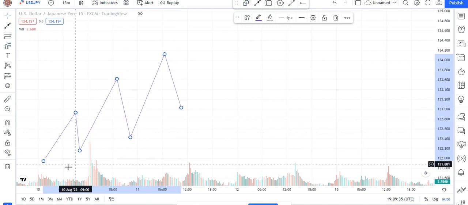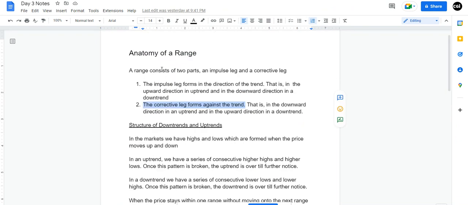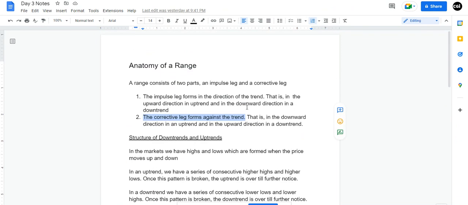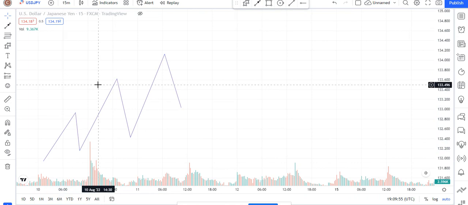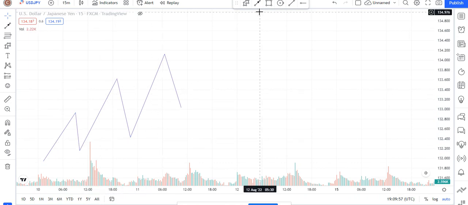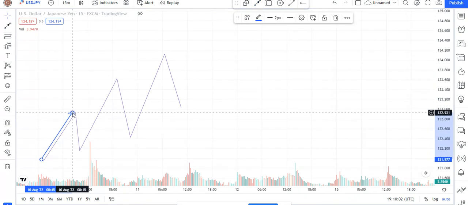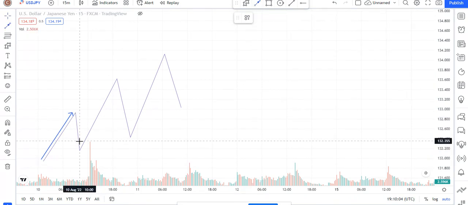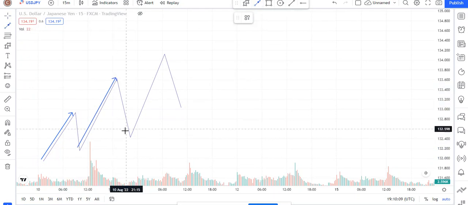So that is what we said here: an impulse leg forms in the direction of the trend, while a corrective leg forms against the trend. So for example, if we're in an uptrend, all the price swings, all the moves that go up are in line with the trend. So those are called impulse legs. Everyone that goes up like this in an uptrend, they are impulse legs.